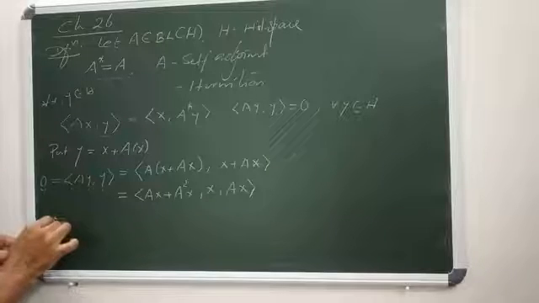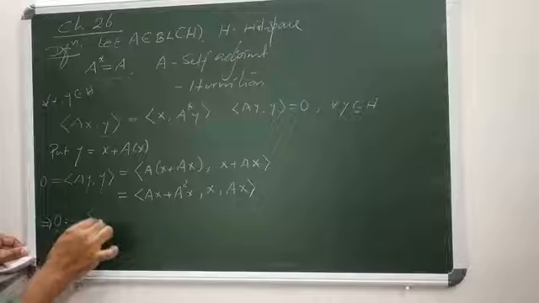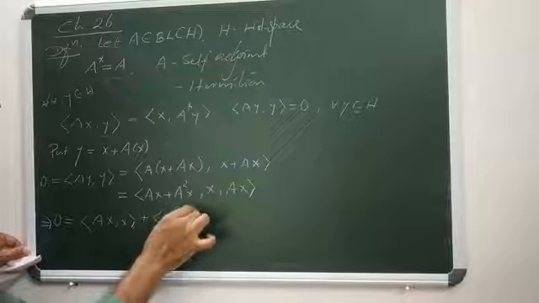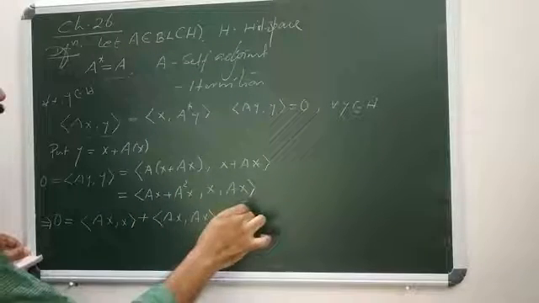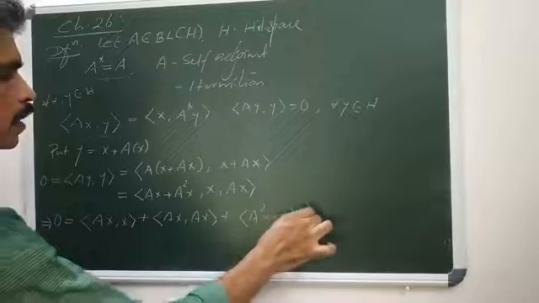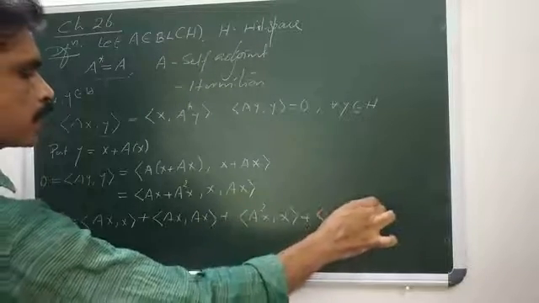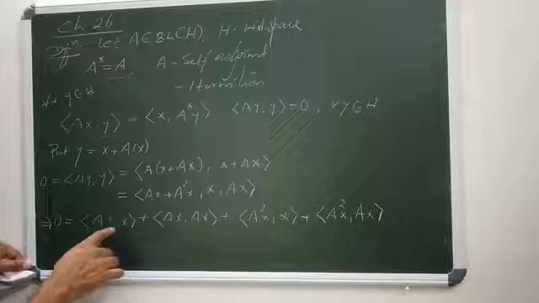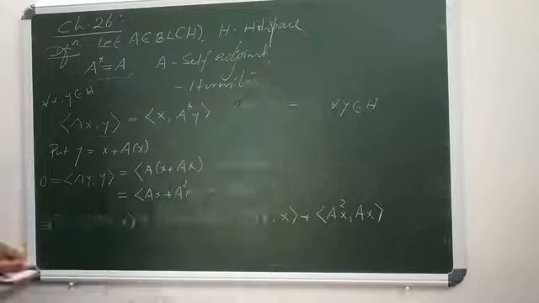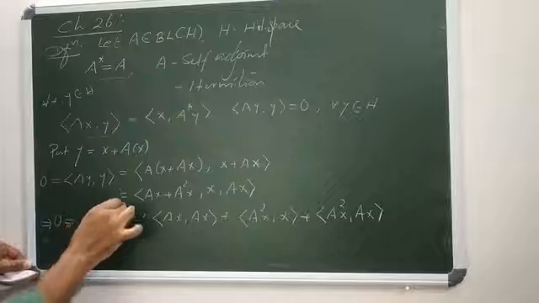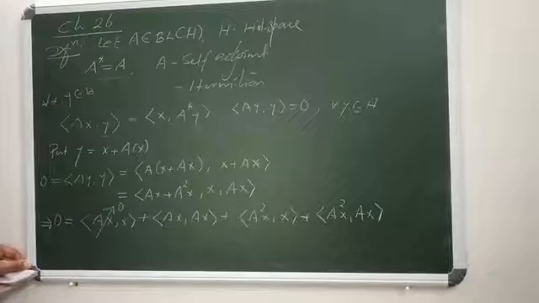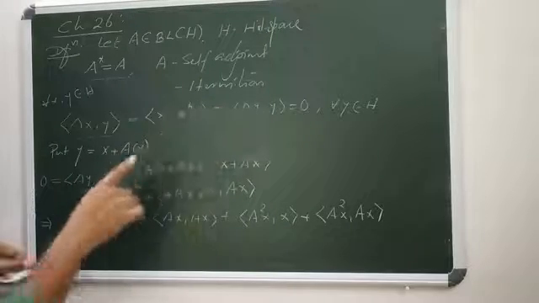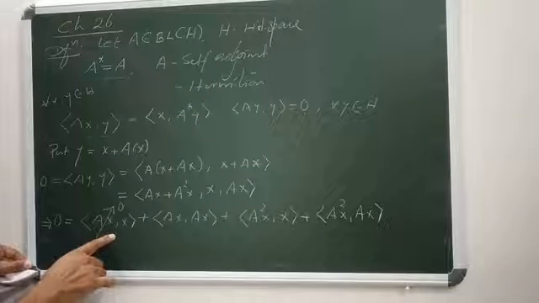If you open this one, this implies 0 equals the inner product (Ax, x) plus the inner product (Ax, Ax) plus the inner product (A squared x, x) plus the inner product (A squared x, Ax). Okay. So the inner product (Ax, x): we know the inner product (Ay, y) equals 0 for all y in H. Therefore the inner product (Ax, x) goes to 0.